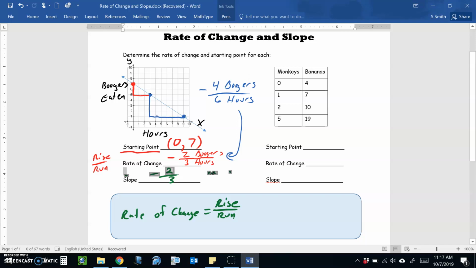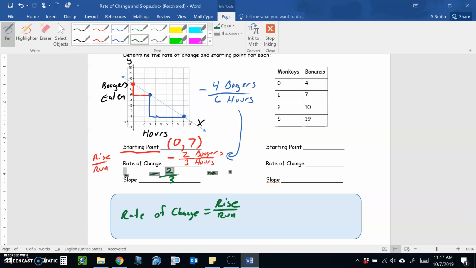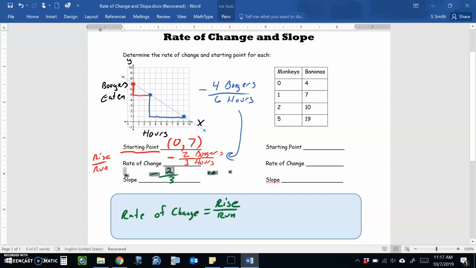Now, on a table, we did the jumps. Y'all remember that? So let's talk about the starting point again. Where did this start? Well, think about a graph. The point was 0 something. Our starting point is anywhere where x is 0. That's going to be our starting point. So our starting point here in this case is 0, 4.